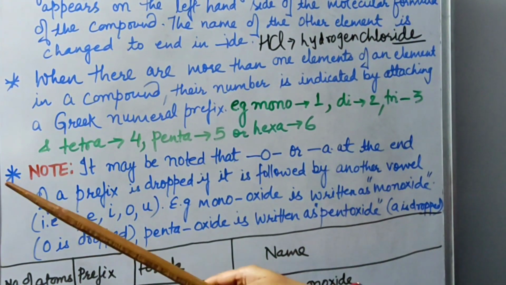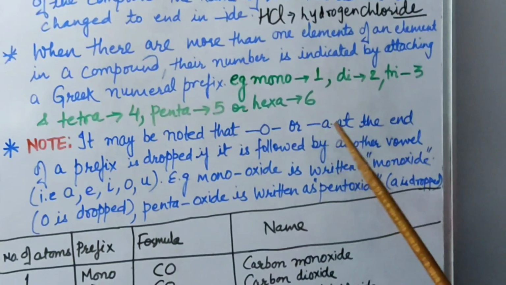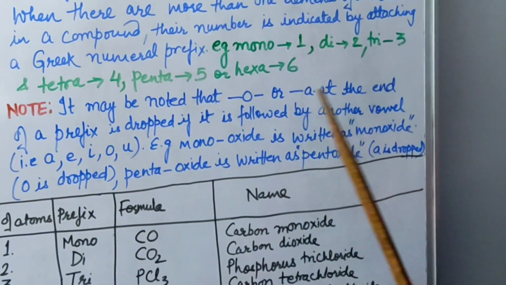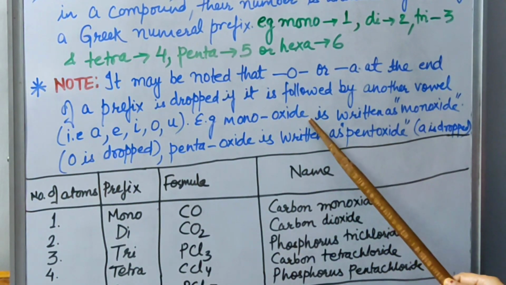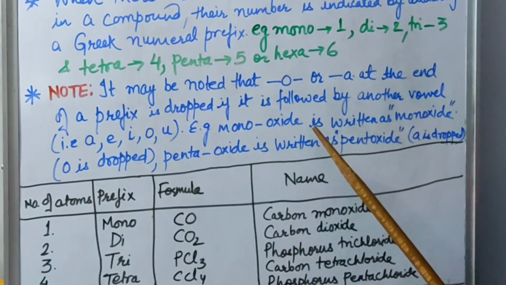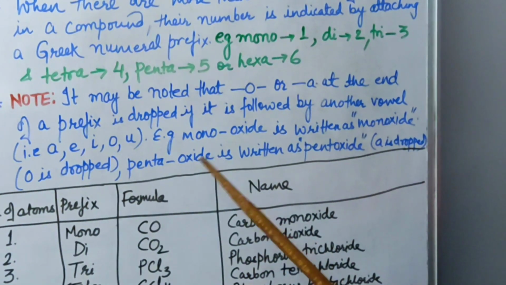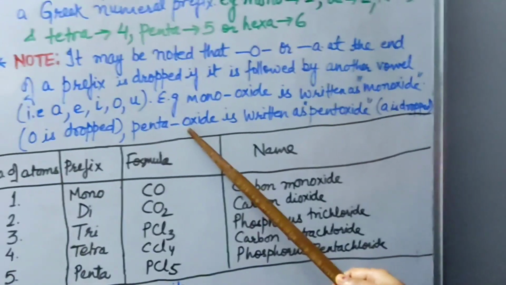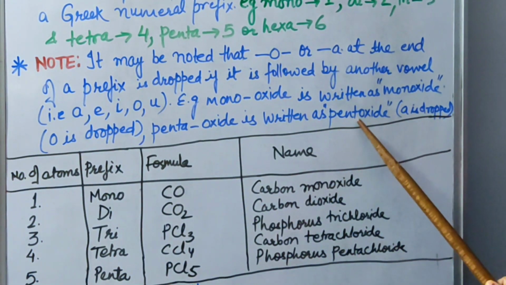A very important part: it may be noted that the O or A at the end of a prefix is dropped if it is followed by another vowel. For example, A, E, I, O, U. Suppose monooxide: in this case, the O of mono is dropped when you write monoxide. Similarly, pentaoxide: here the A is dropped because the next term starts with a vowel O, so it will be named pentoxide.